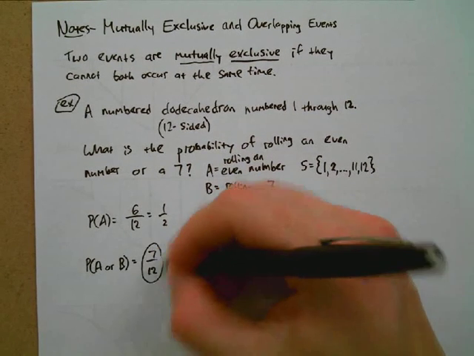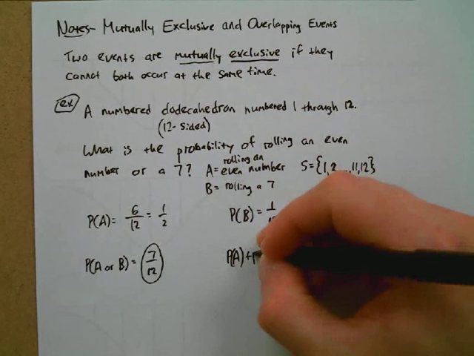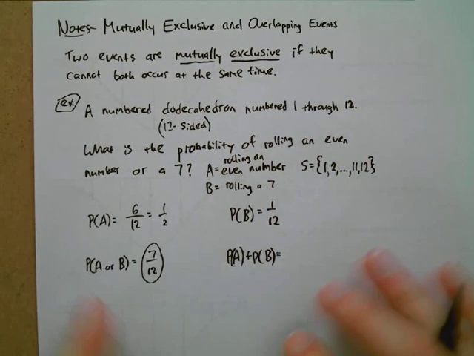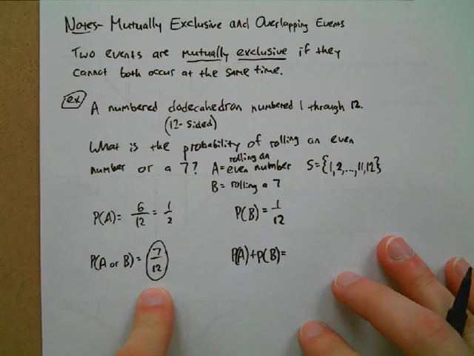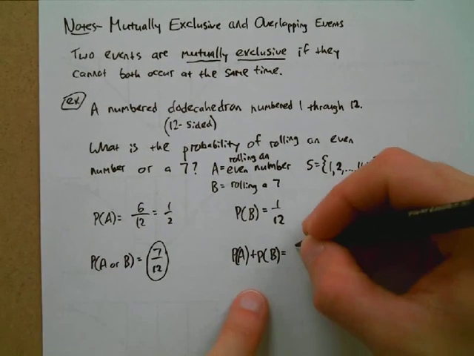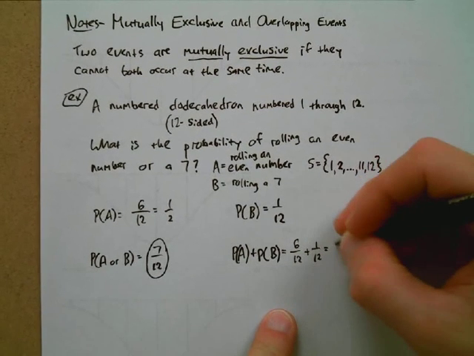And then if I do this, probability of A plus the probability of B. All right. So we did A or B. We got 7/12 there, right? Probability of A plus probability of B. Well, if I just take the probability of A, which is 6/12, and I add the 1/12 there, I get 7/12.